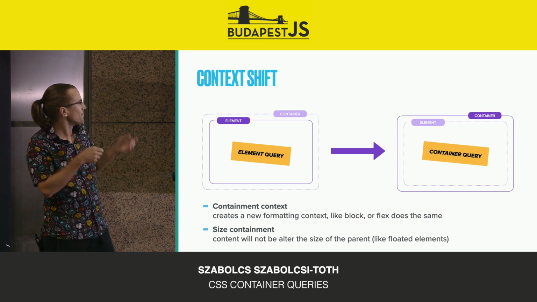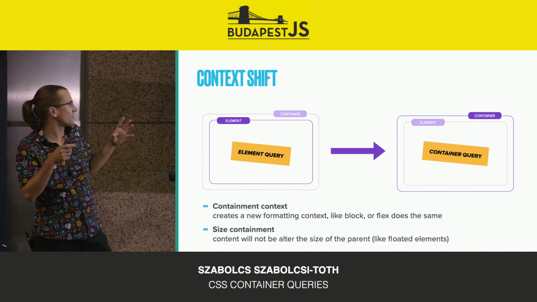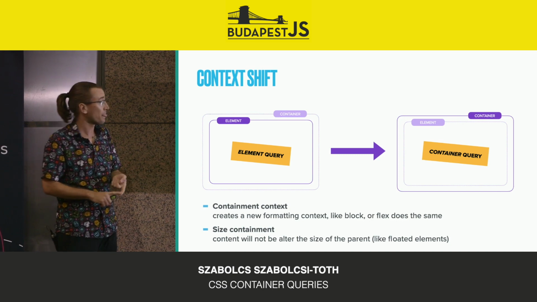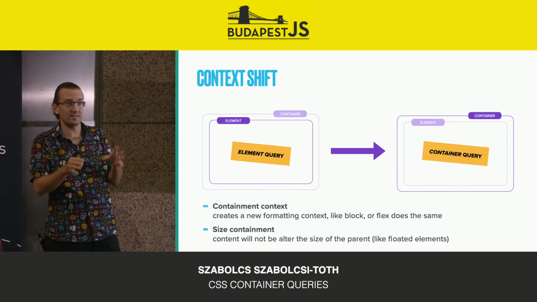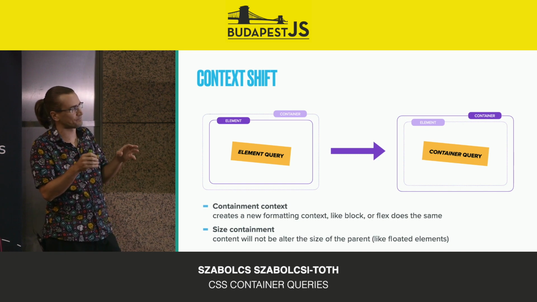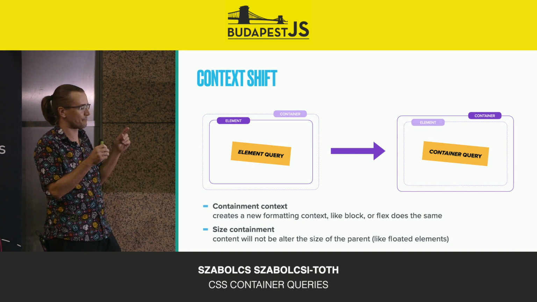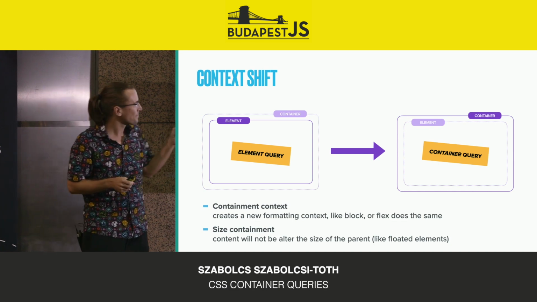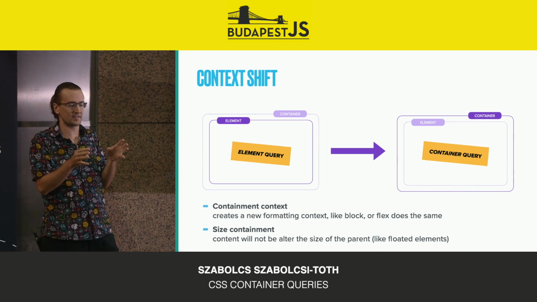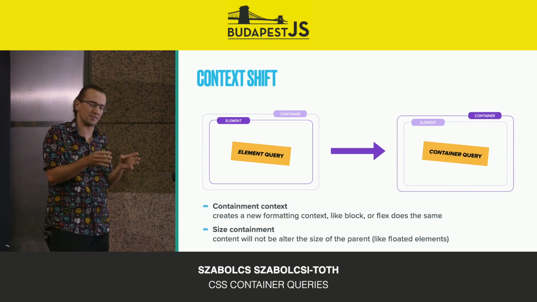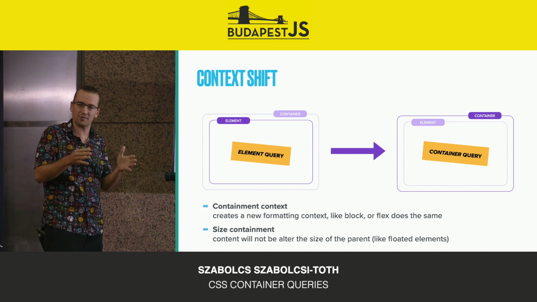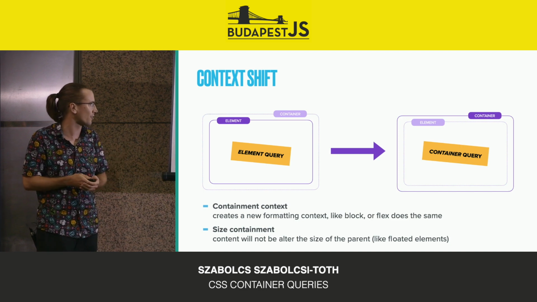Instead of the element, we start to look at the context. We're going to create a containment context like block or flex does, and we're going to do the same things as they do. If you start thinking about containment context, you can say, okay, this cannot be bigger than a certain size. The content of the container cannot stretch out the rest of the container because you created a new context.